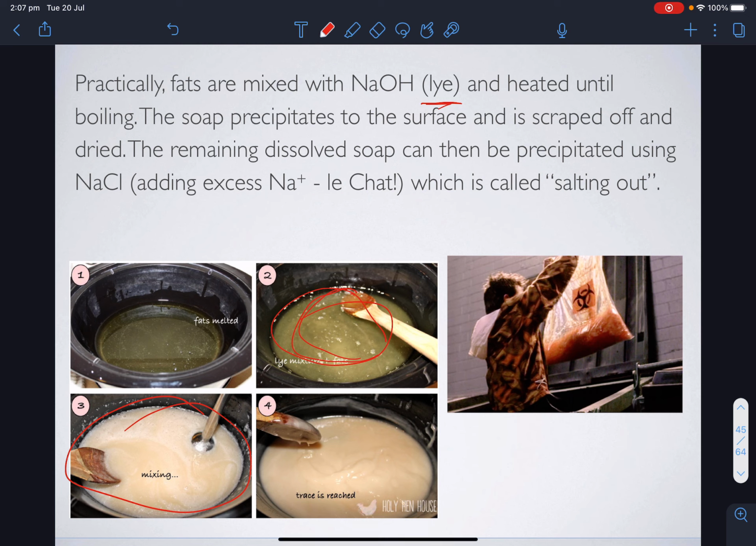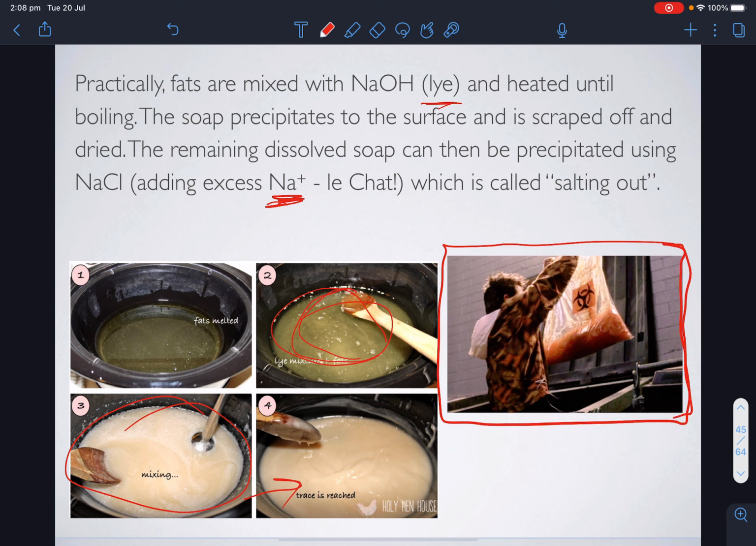If you add in a heap of sodium chloride, you're adding in a heap of sodium, you're adding in more reactant, so you're getting more product, you're shifting the equilibrium to the right, and you're getting more of the soap product there.